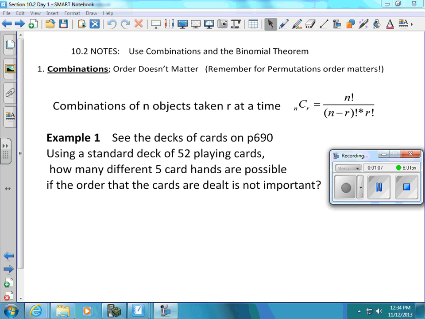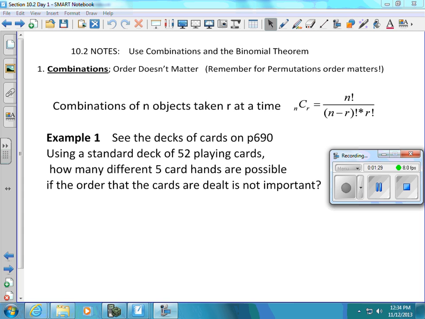or putting ice cream in a bowl. It doesn't matter what order you put them in a bowl because then you can eat them in any order you want. So combinations are situations where the order does not matter. The formula looks very similar. nCr equals n factorial over n minus r factorial times r factorial. So the only difference is adding this extra r factorial.